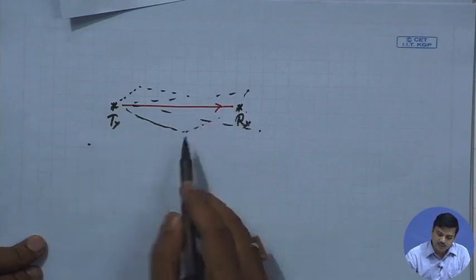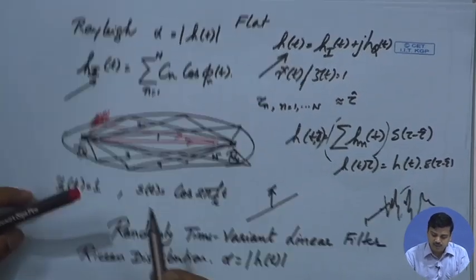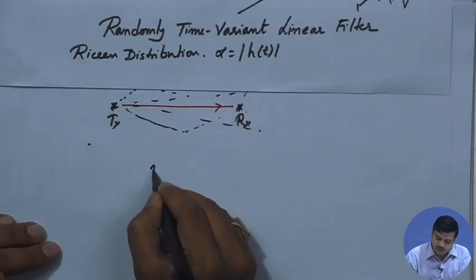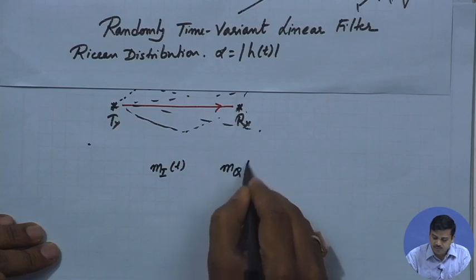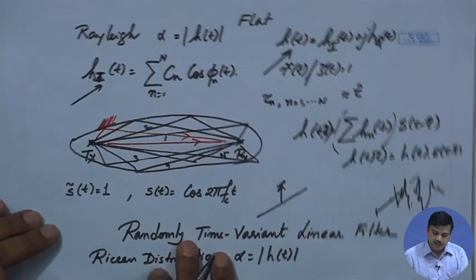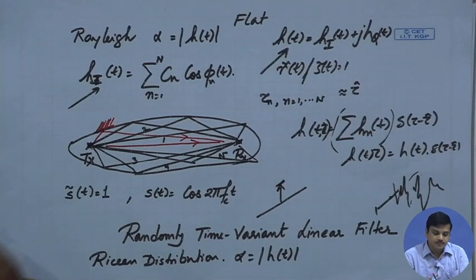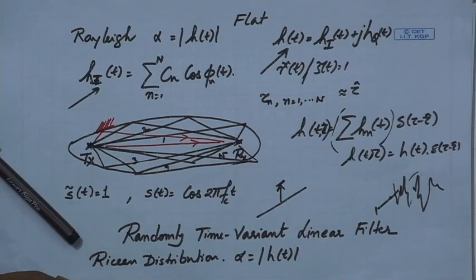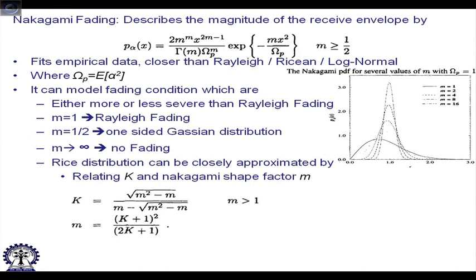And under these conditions, earlier we said that Hi is 0 mean, Hq is 0 mean, but in this case Hi is not 0 mean, but there is a certain Mi, that is a mean associated with the I component, and a mean associated with the Q component. So, what we see is that there are two different kinds of very prominent distributions that usually would appear. So, to have a uniform model, the Nakagami distribution was proposed.